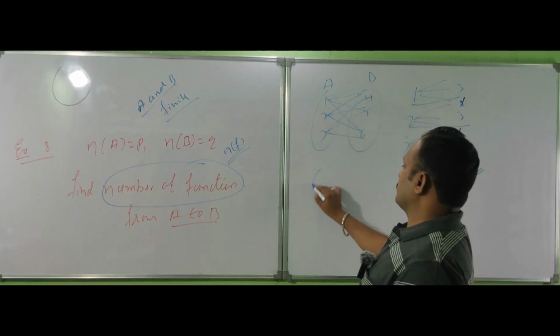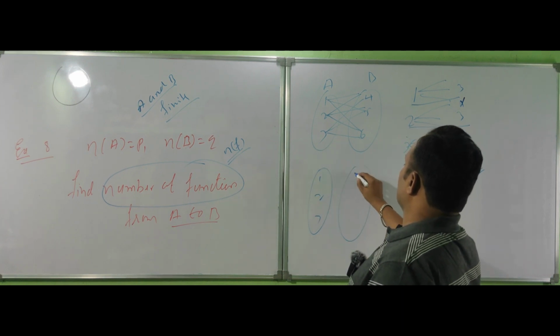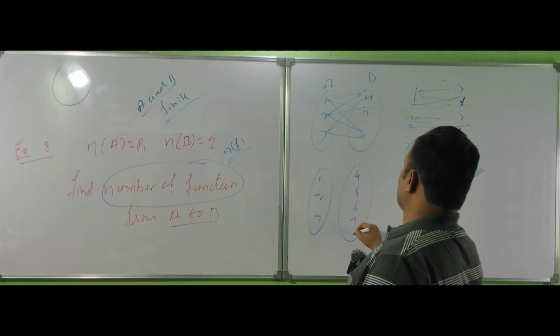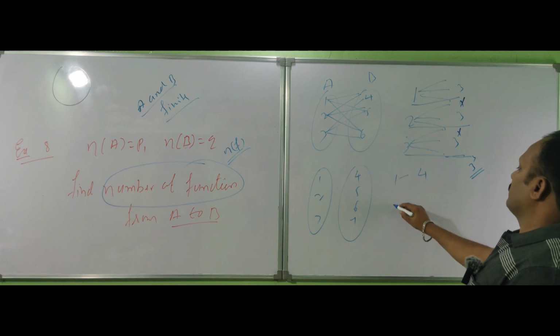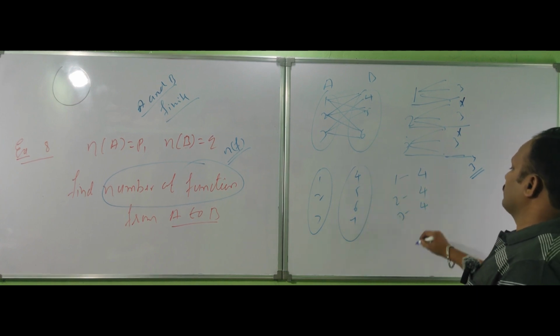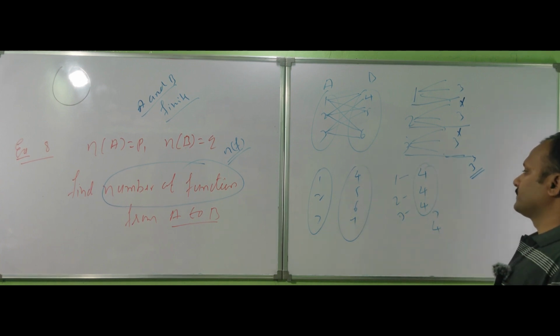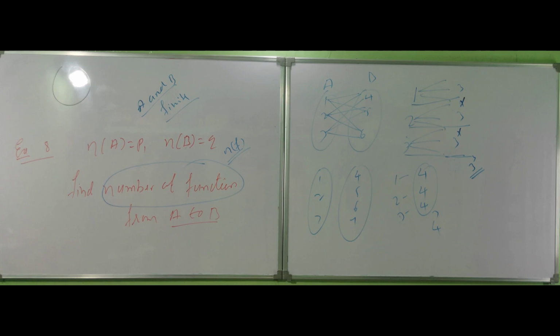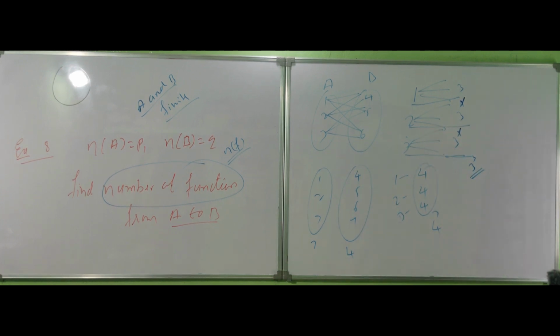Similarly, take for 4 elements: B is 4, 5, 6, 7. For 1, we have 4. For 2, we have 4. For 3, we have 4. This becomes 4 cube. This is 3, this is 4. Similarly, sir, for 3 elements and 5 elements, you can write.